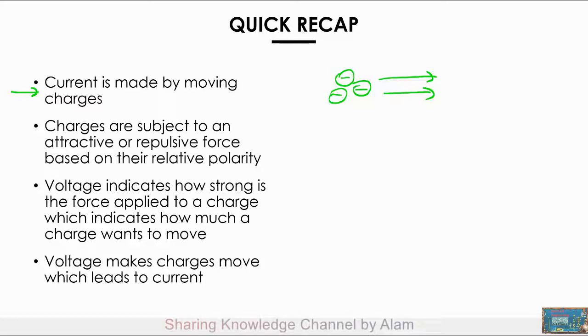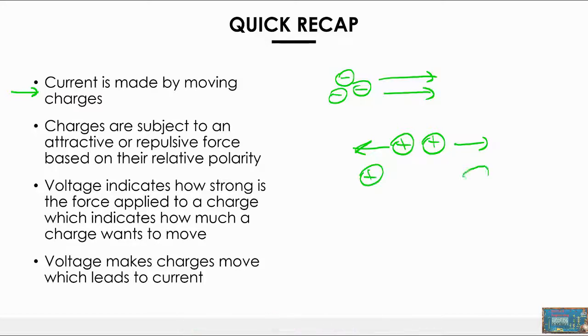In this section, we also learned that charges are subject to an attractive or repulsive force, which is based on their polarity. What this means is that if you take two positive charges and you put them close to each other, they will want to run away. Same if you take two negative charges. Conversely, if you take a positive charge and a negative charge, they will want to attract each other.